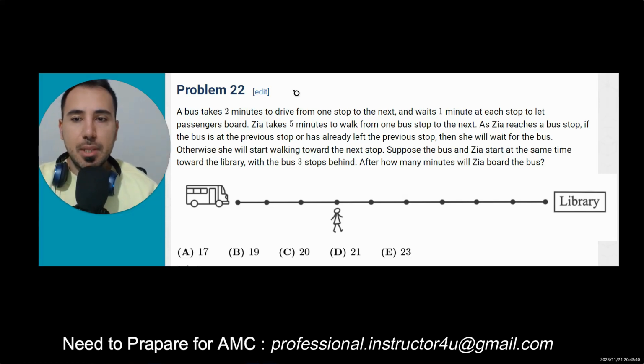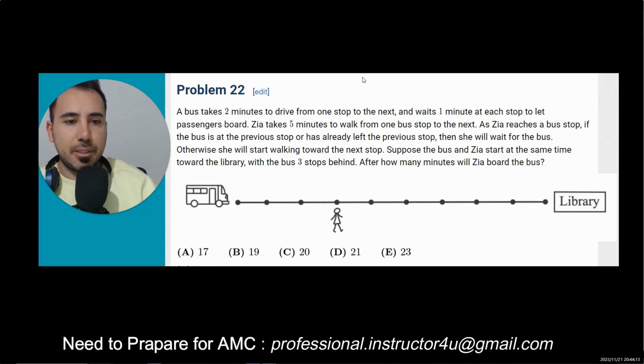Let's read the question. A bus takes 2 minutes to drive from one stop to the next and waits 1 minute at each stop to let passengers board. Board, by the way, means to get into the vehicle, if you're not a native speaker. Zia takes 5 minutes to walk from one bus stop to the next. As Zia reaches a bus stop, if the bus is at the previous stop or has already left the previous stop, then she will wait for the bus.